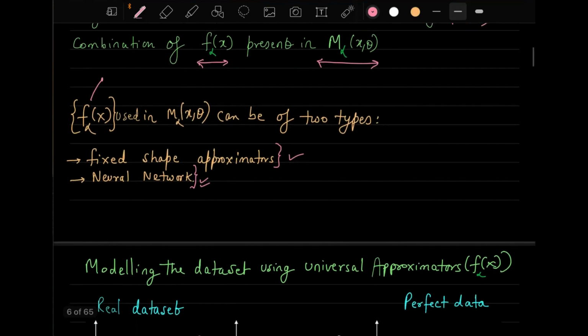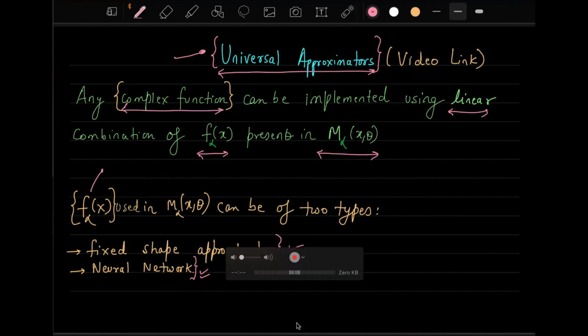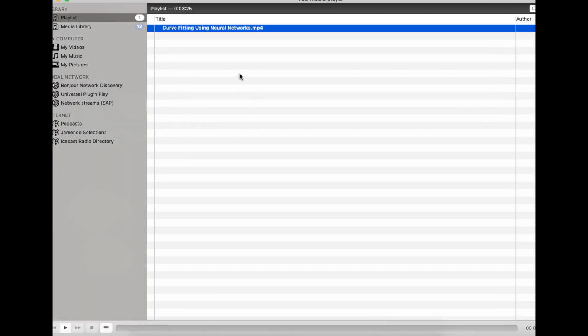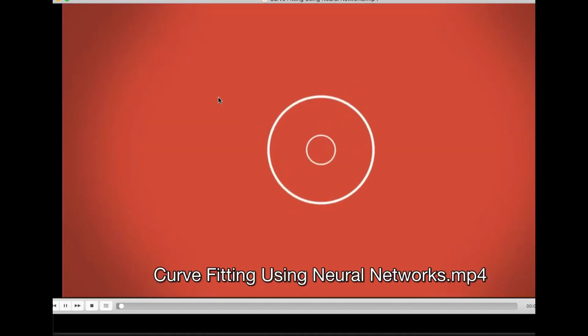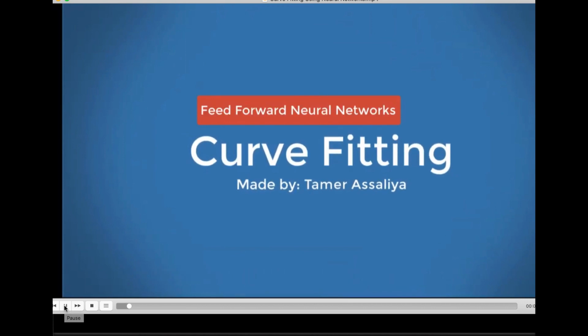To help you understand what a universal approximator is, I found one video on YouTube, and it's a very good video. I will play it so that you will get to know what I am saying. Can you see the video? Is it visible? Yes, sir.